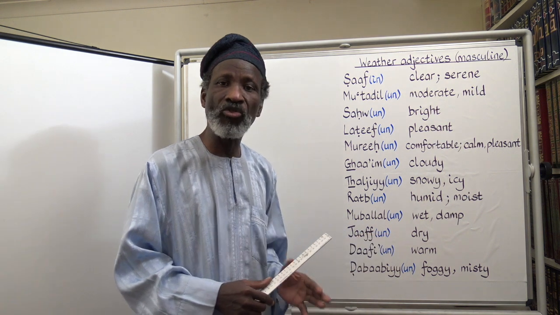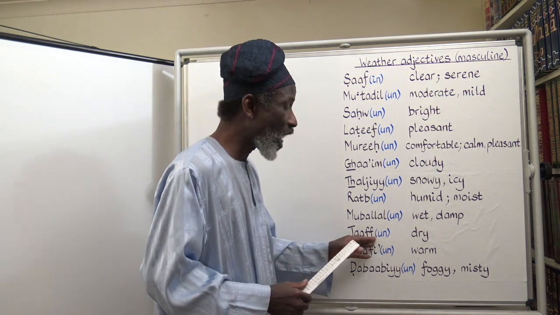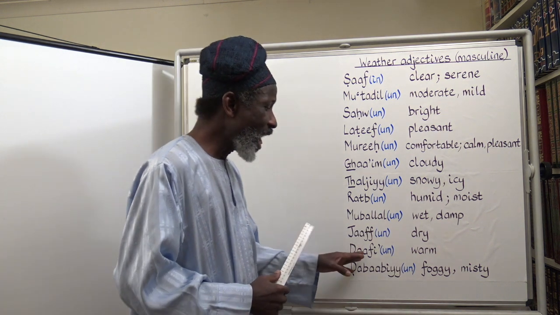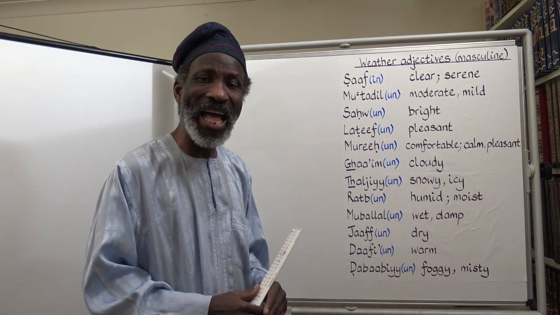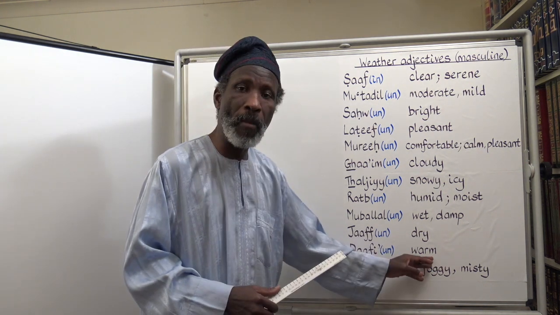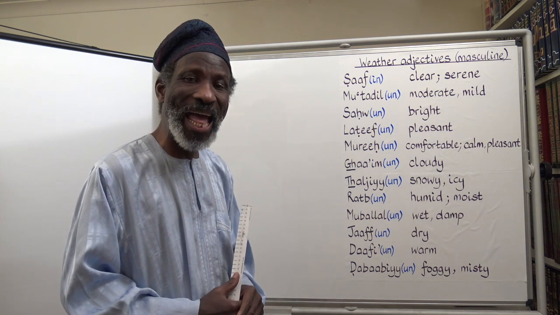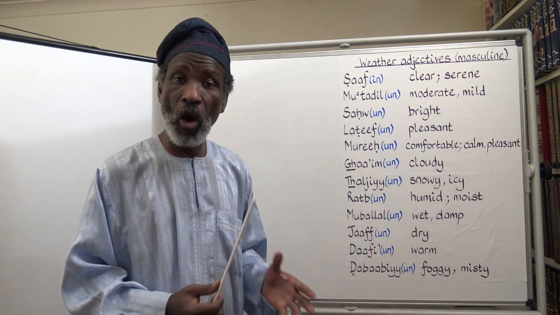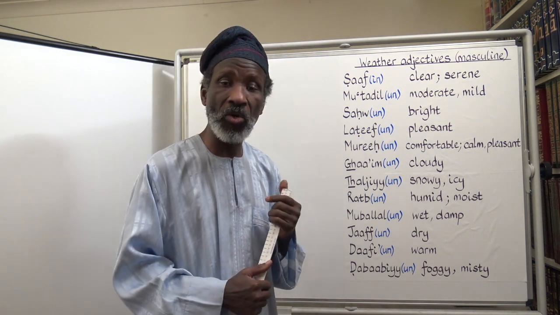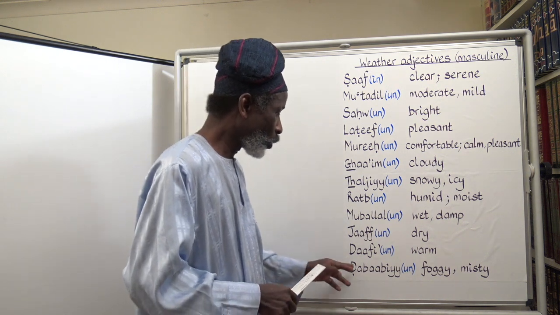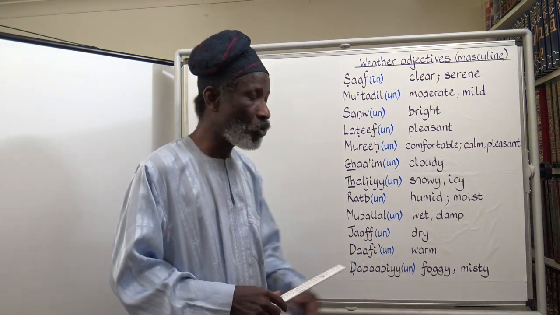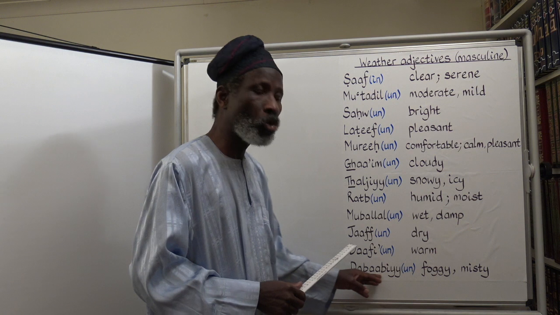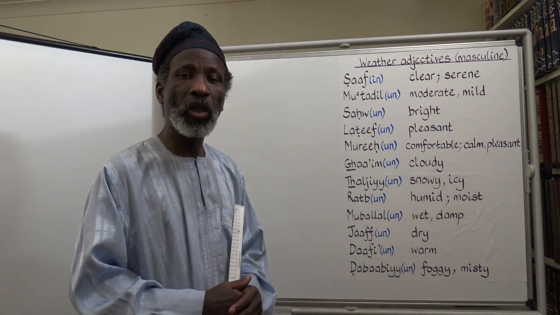جاف, dry. الجو جاف, it's been dry. دافئ, warm. الجو دافئ, warm. The weather is warm today. If it is hot, you say الجو حار اليوم. ضبابي, foggy or misty. الجو ضبابي.